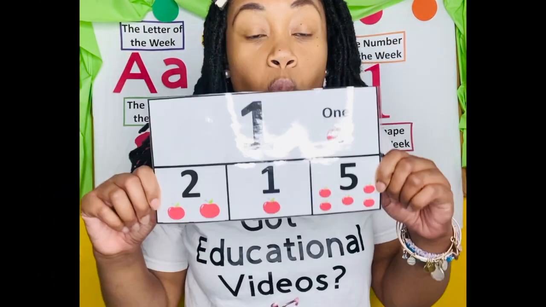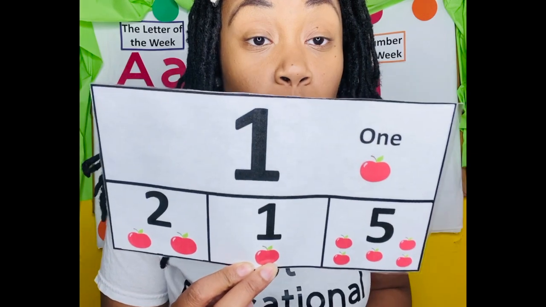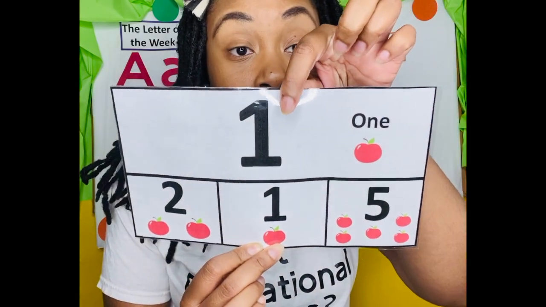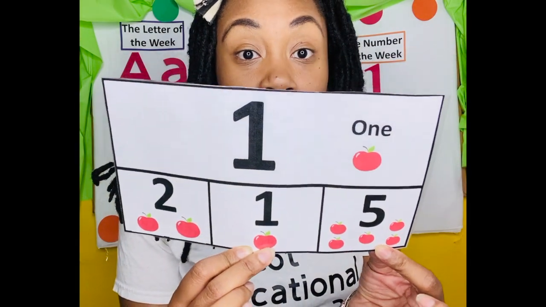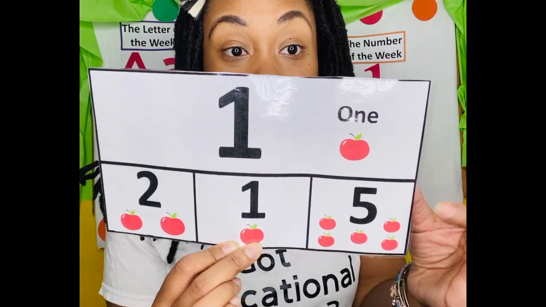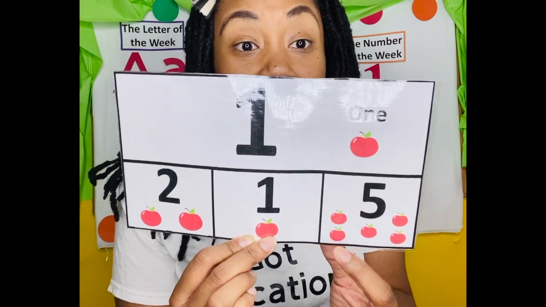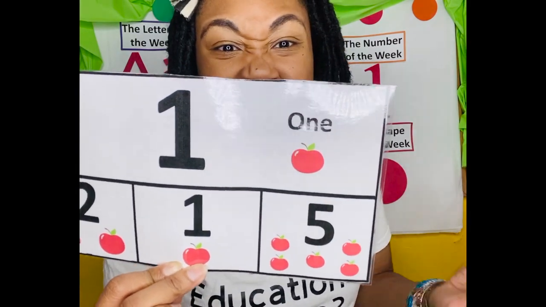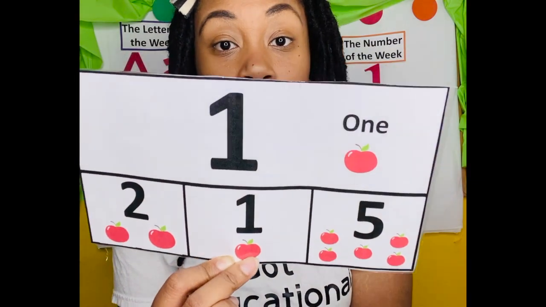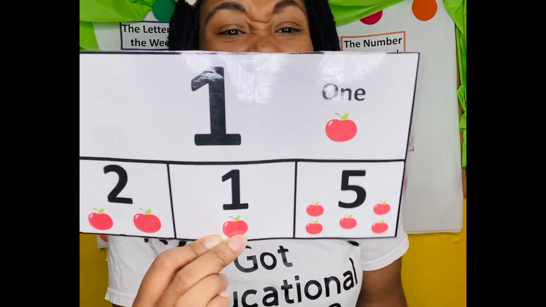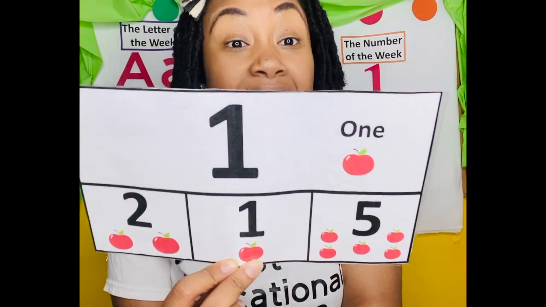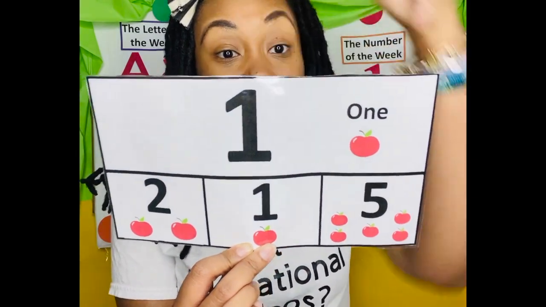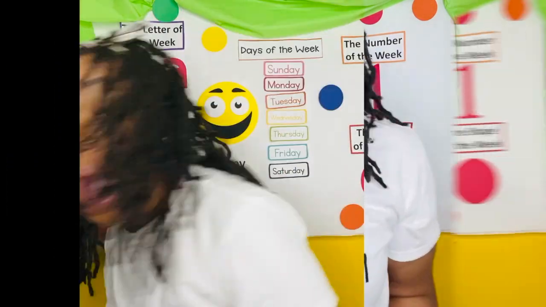Okay, I have one of our number cards here. Do you remember which one matches the one at the top? Can you tell me? Which one? Is it this one? Let's count to see. 1, 2, 3, 4, 5. No, it can't be that one because it has 5. Is it this one? 1, 2. No, can't be that one because it has 2. Is it this one? Yes, it is. It only has 1 apple. It matches the one on top. 1, 1. Great job. How about we look at one more?